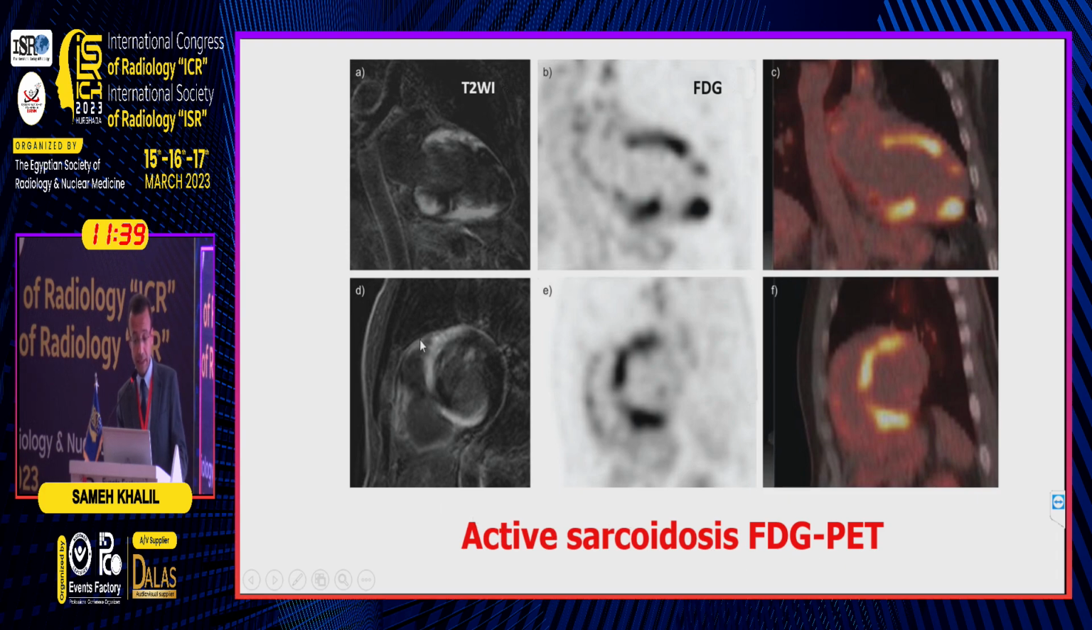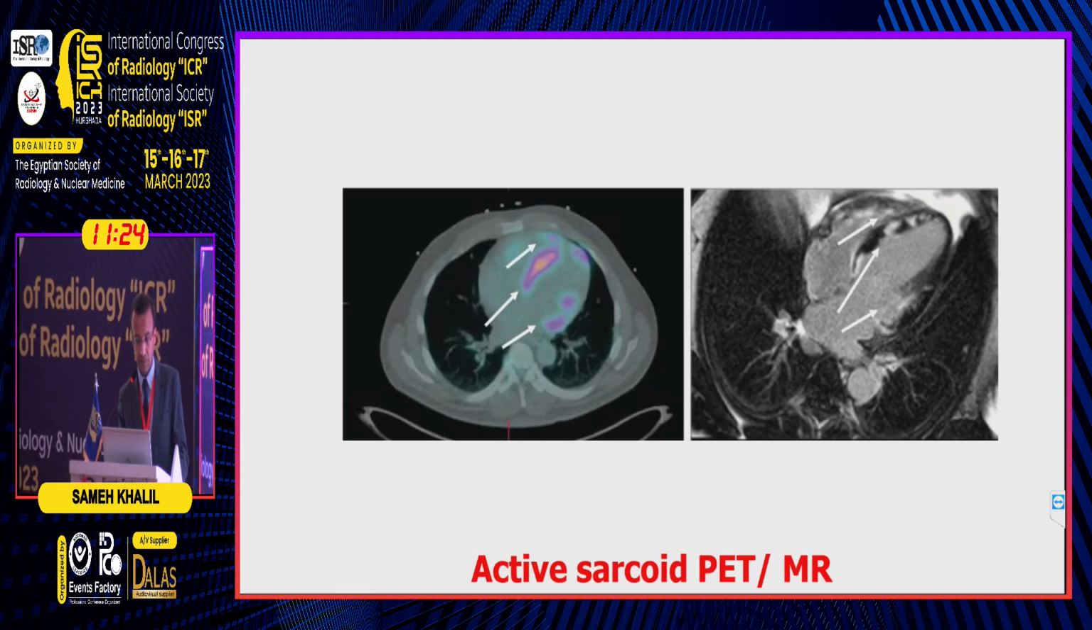We have edema in the T2 fat suppression short axis and two chamber views, and we have corresponding FDG activity. So we have an active cardiac sarcoidosis. Another case, we have delayed gadolinium images, four chamber view. We have the patchy delayed enhancement with gadolinium, corresponding to the granuloma, and we have corresponding FDG uptake. So we have active sarcoidosis, active myocarditis.